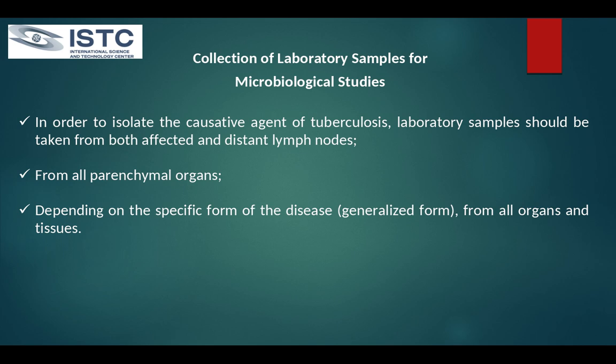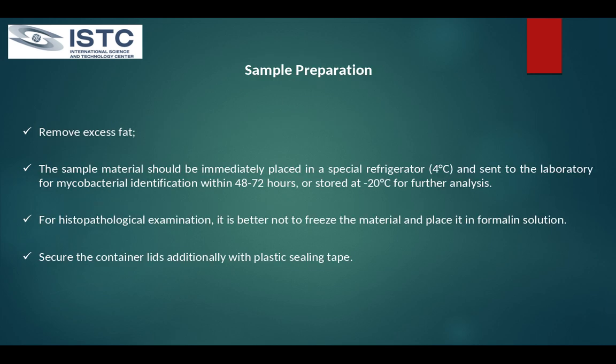Regarding sample collection for microbiological examination, priority should be given to collecting material from affected lymph nodes, affected parenchymal organs. In generalized forms, it is necessary to collect samples not only from damaged tissues, but also from all adjacent lymph nodes. Before sending the samples to the laboratory, they must be processed and preserved as much as possible. Fatty tissue should be removed. For histological examination, it is preferable to place the material in formalin. For microbiological examination, if delivery to the laboratory is possible within 48 hours, the sample should be stored at 4 degrees Celsius.